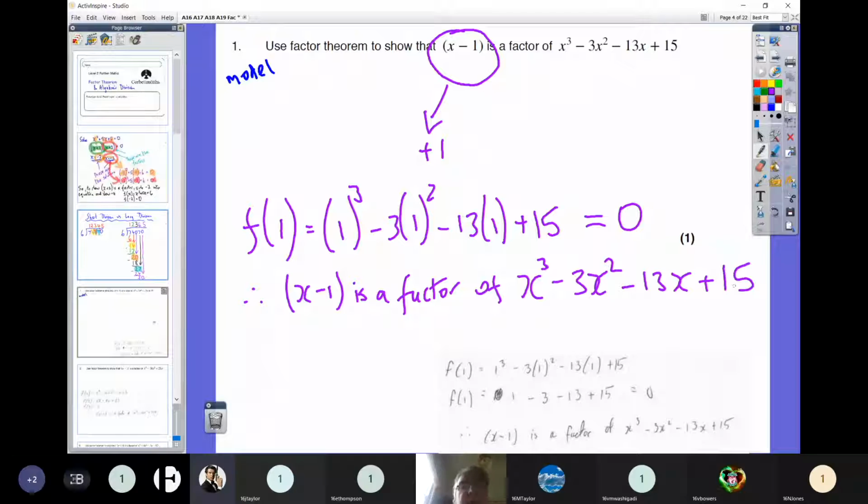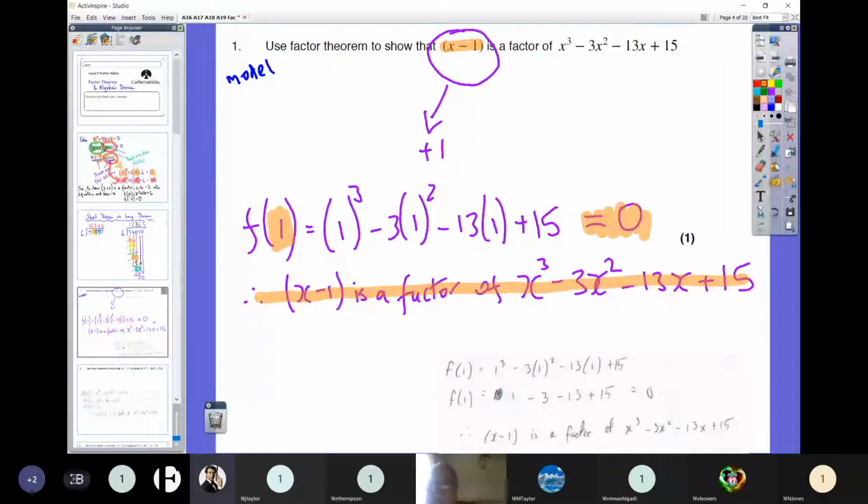So factor theorem, if it asks you to use factor theorem, don't start launching into an algebraic division like we're going to be using in a minute. You will not get the marks, okay? And it's very long-winded. Factor theorem just requires you to take the solution that makes the bracket 0, sub it in and get 0. So because it was x minus 1, we've substituted in plus 1. And because that equals 0, we can conclude that it is a factor. And it's as simple as that.